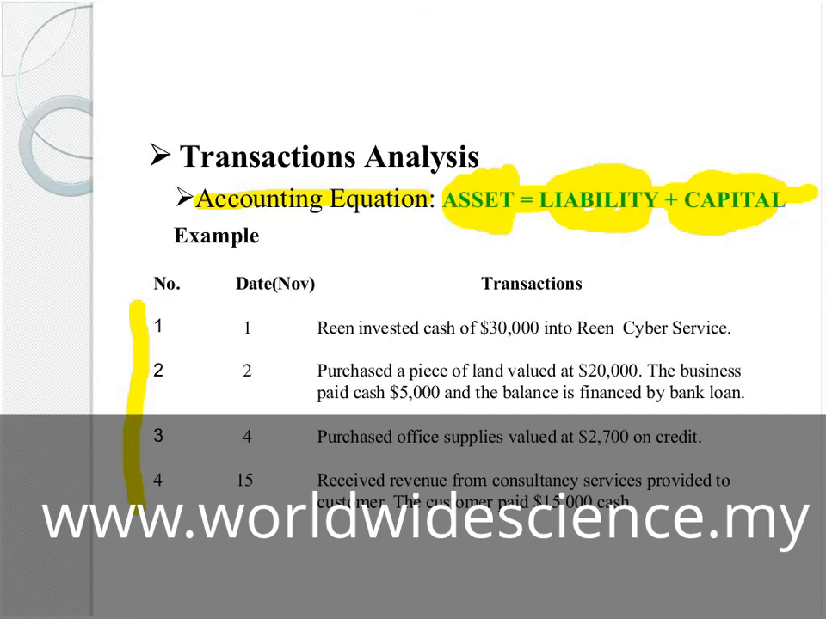The second is a purchase of a piece of land valued at 20,000. The business paid cash 5,000 and the balance is financed by a bank loan. And third is the purchase of office supplies valued at 2,700 on credit. And fourth is the receipt of revenue from consultancy services provided to customers. The customer paid 15,000 in cash.